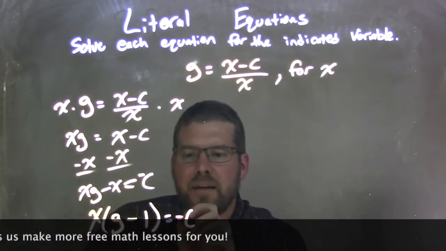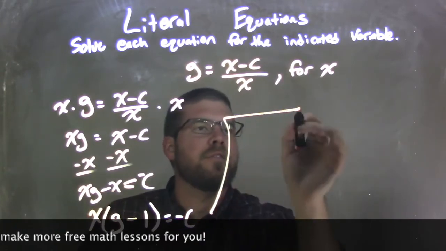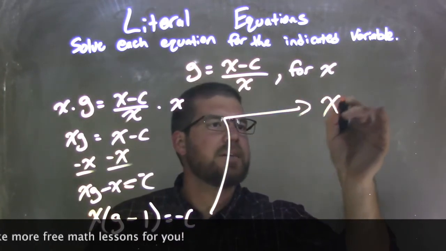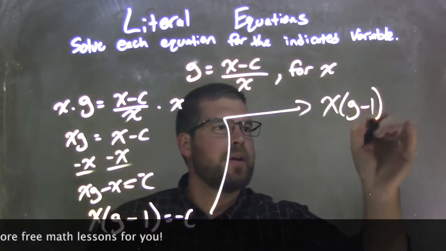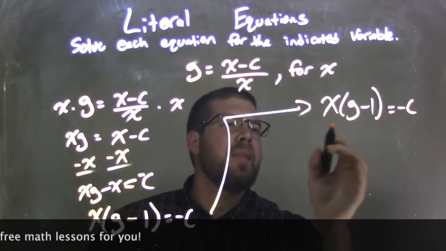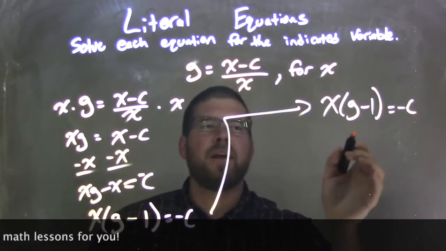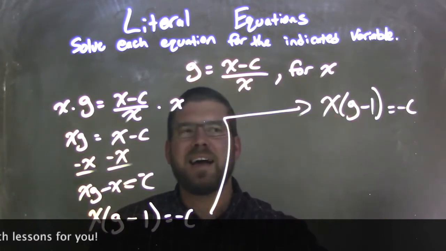And that will equal my negative c here. So I'm going to rewrite this over here: x times g minus 1 equals a negative c. And now I need to get rid of the g minus 1, or bring it over to the right-hand side, so I have x isolated.